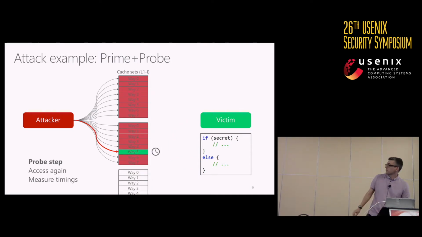And now in the final probe step, the attacker re-executes all the cache lines and measures the execution timing, and in case of the way 5 in the second cache set, the execution will take longer. So the attacker knows, okay, the victim evicted my cache line here, and the attacker learns that the secret is not zero. Okay, that's a very simple example.